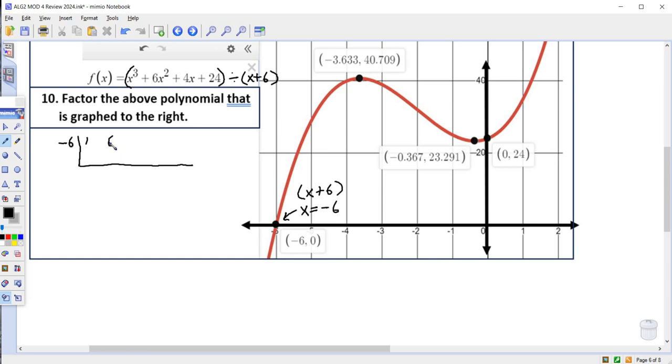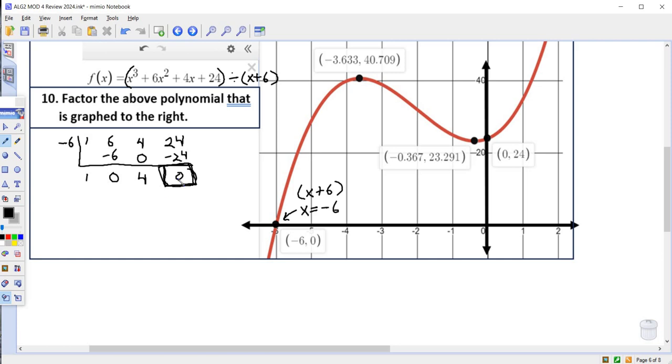1, 6 of the x squares, 4 of the x's, 24 is our constant. Add down, multiply up. Negative 6 times 1 is negative 6. Add down, we have 0. Negative 6 times 0 is 0. Add down, that's 4. Negative 6 times 4 is negative 24, and we end up with a remainder of 0, which we should end up with because we know that x plus 6 is a factor because we see the x-intercept at negative 6.